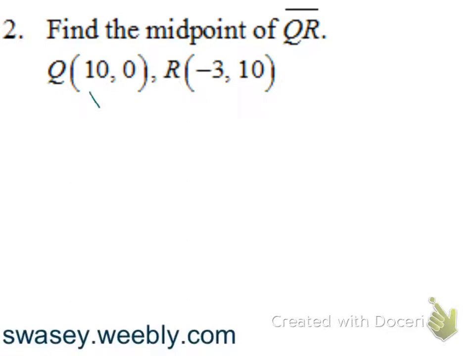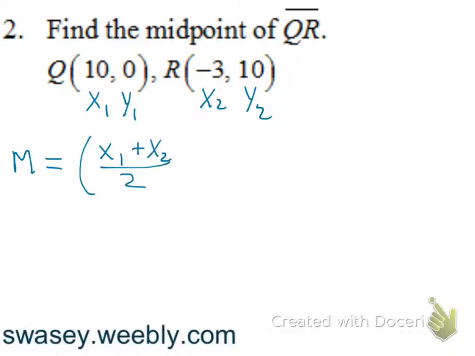Midpoint, the midpoint is the average of the two x's, average of the two y's. So label your points. And then you'll add your two x's together, divide by 2. Add your two y's together, divide by 2.